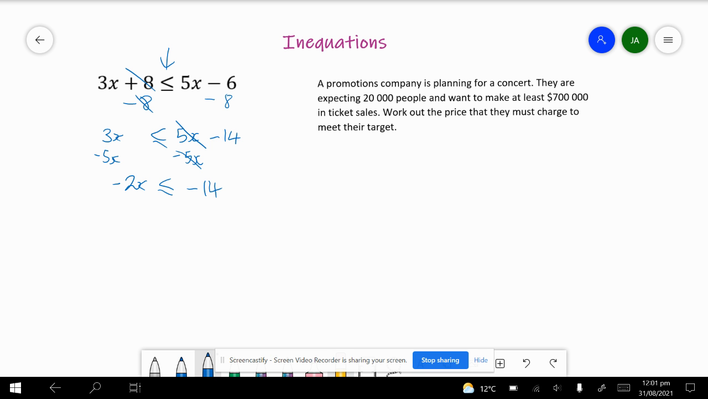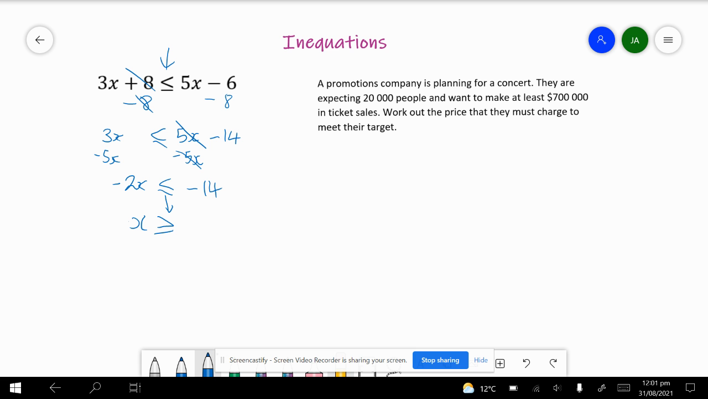Okay, this is where it changes. So if you divide or you multiply by a negative number, then you change the sign around. So a less than becomes a greater than and vice versa. So here we have to divide by negative 2 to get rid of it. So because we're dividing by a negative number, we flip that less than or equal sign to a greater than or equal sign. So that flips.